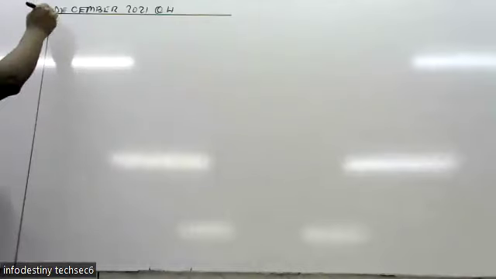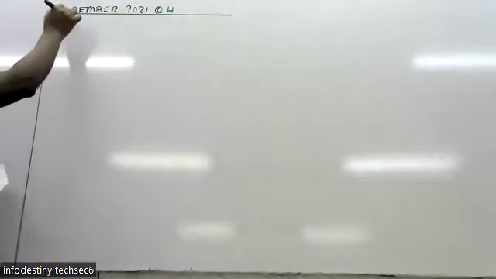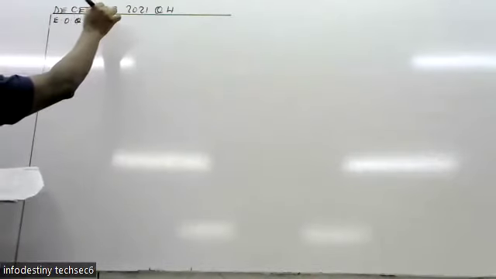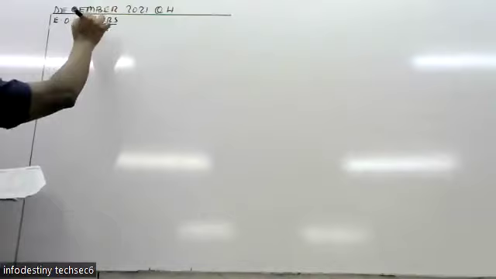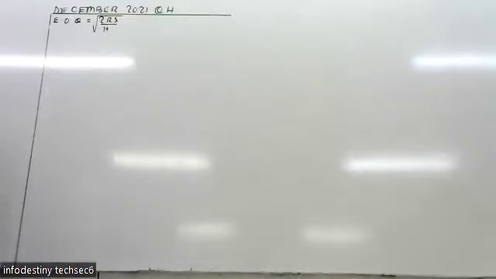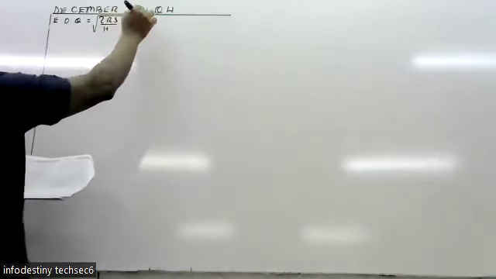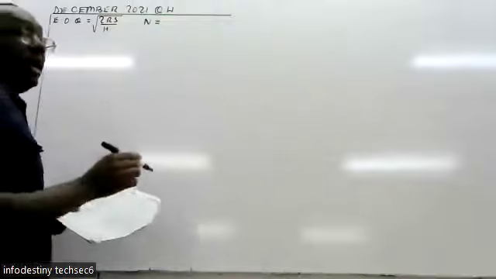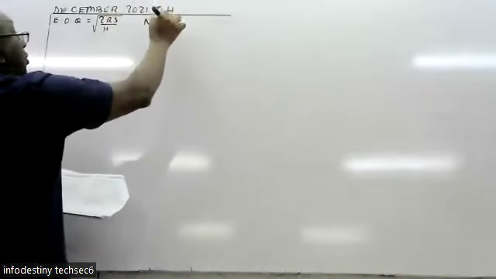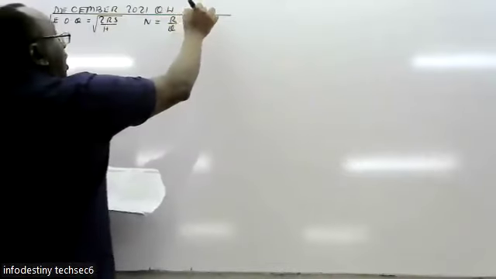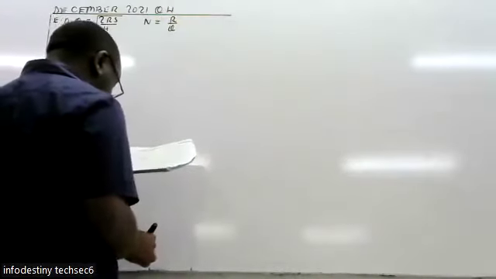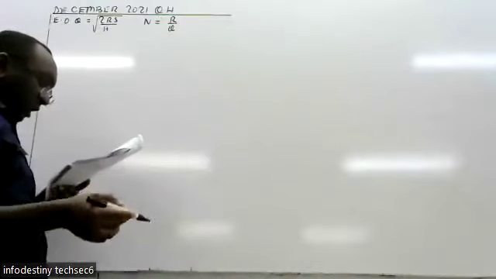The first thing is to say EOQ is usually given as square root of 2RS divided by H. They are asking of frequency of ordering. So then we will need N. N is given as R out of Q. So that is the frequency. That is how many times you shall order.